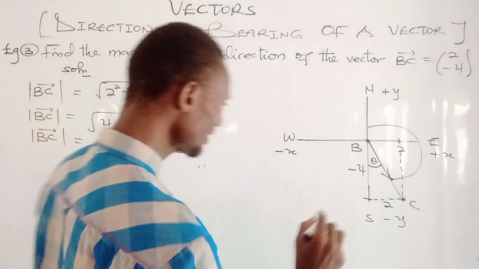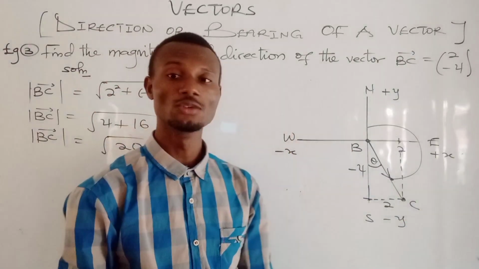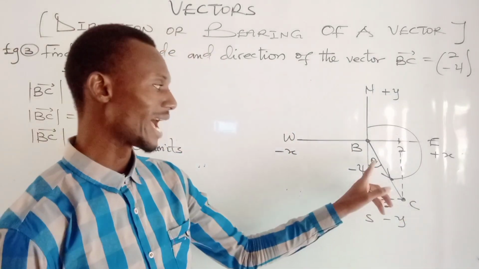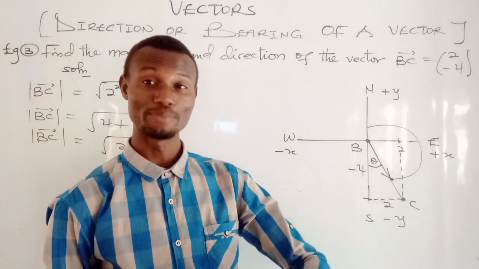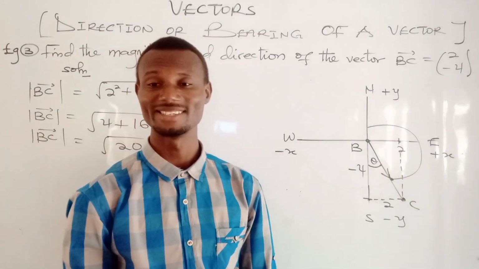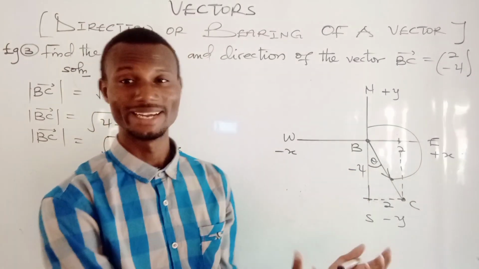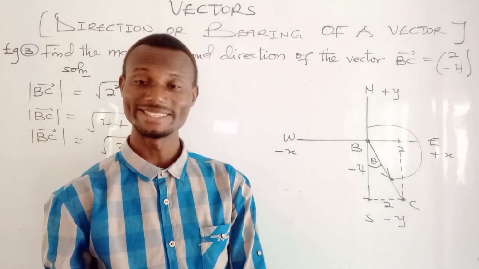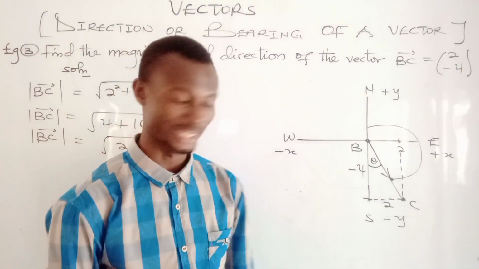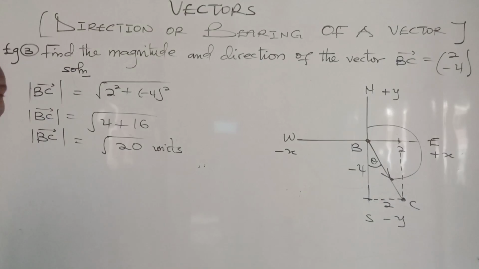Okay, so now we are going to use the tan theta to find the angle which is supposed to be here. That I've explained in the previous videos, because that is the trig ratio that helps us to be able to find the angle. I've explained why we are using the tan theta in the previous videos. So let's go ahead and solve for the value of the angle theta.